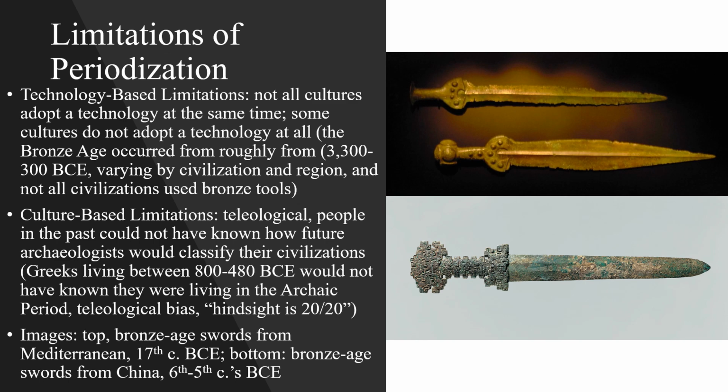On the right-hand side of this slide, we can see an example of the limitations of periodization. The top image is of two bronze swords from the ancient Mediterranean from about the 17th century BCE. The bottom image is of a bronze sword from China from about the 6th to the 5th century BCE. These are both bronze swords, but they were made over 1,000 years apart. So saying that they are both Bronze Age, while correct, is not very helpful.